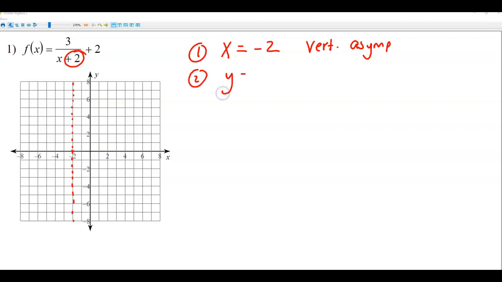Step 2 says sketch the horizontal asymptote. The horizontal asymptote is y equals k. So that would be this number here. And for the k, you don't change the sign. So I'm going to keep it as a positive 2. And that's my horizontal asymptote. So I'm going to do a horizontal line at 2.